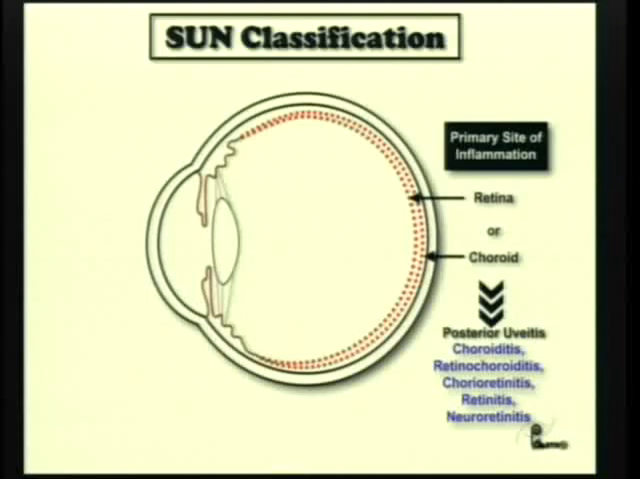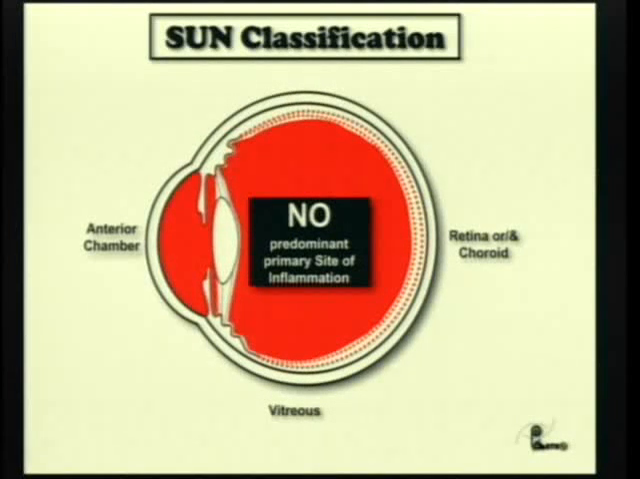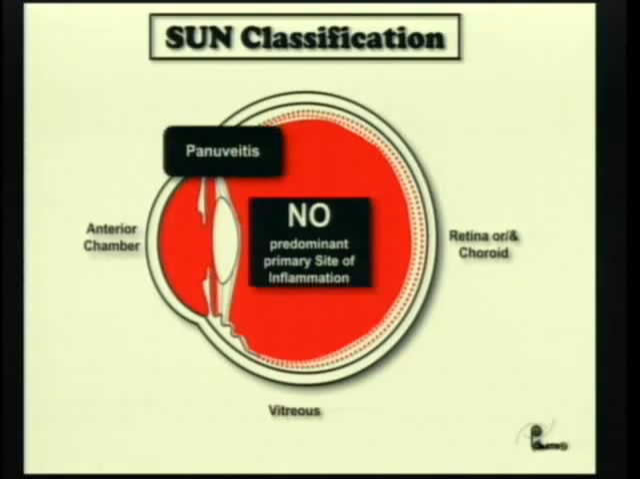If the primary site of the inflammation is retina or choroid, we call it posterior uveitis, which is again classified into various subgroups. Now, if there is no predominant primary site, but the inflammation is observed in the anterior chamber, vitreous, and retina or choroid, then we label it as panuveitis.